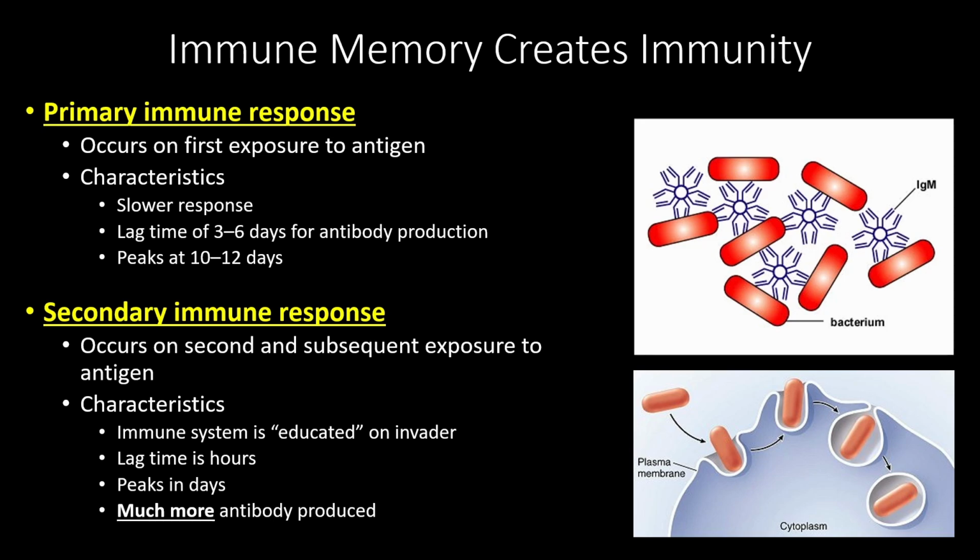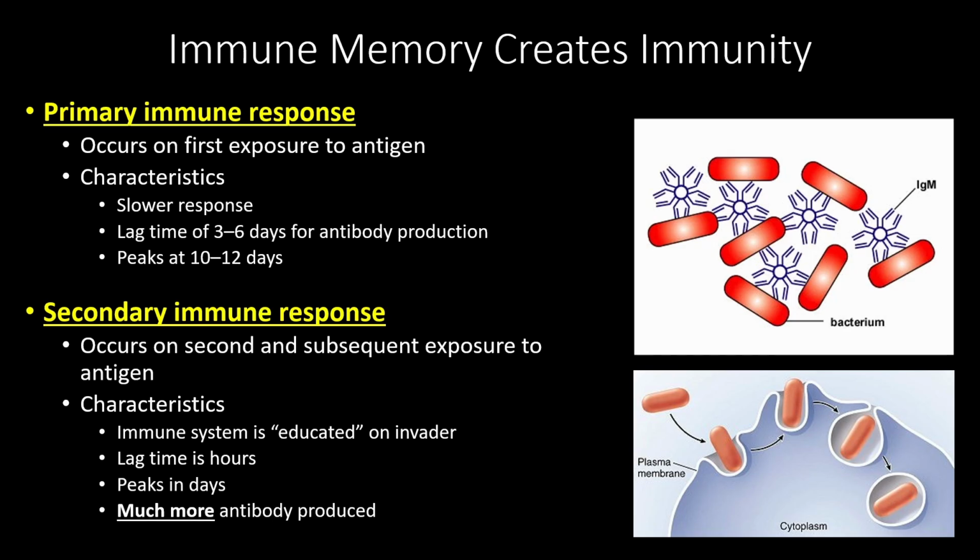And these differ by when we encountered them. Is this our first encounter, or our second, third, fourth, fifth? All right, primary immune response. This is our first exposure to a pathogen. The first time we were exposed is a slow response. It takes a long time. There's a lag period for our adaptive immune system to be activated.